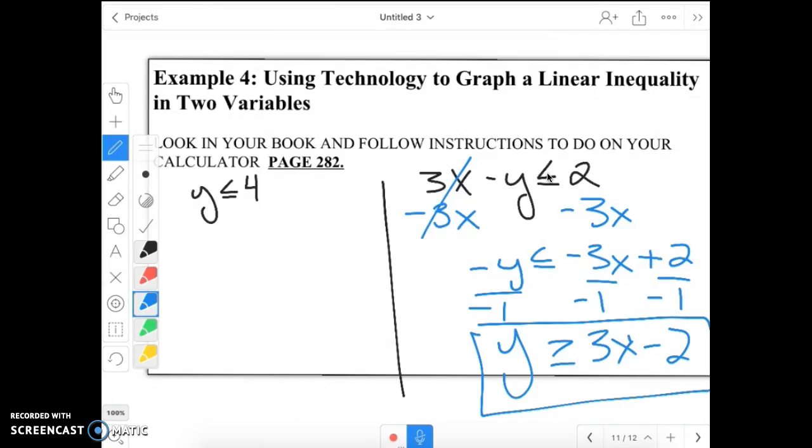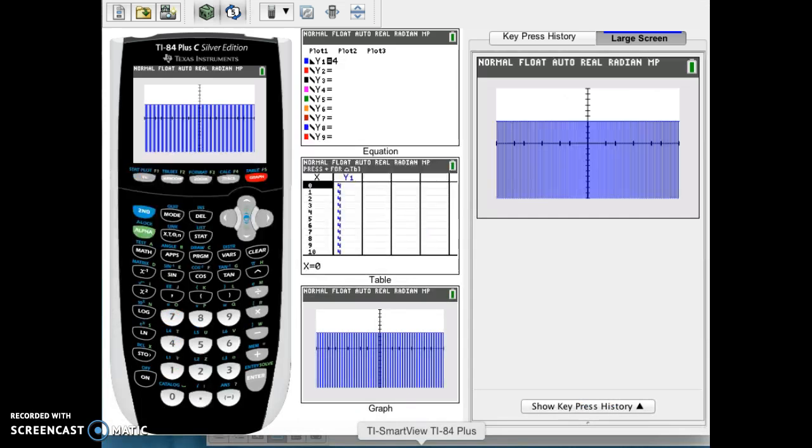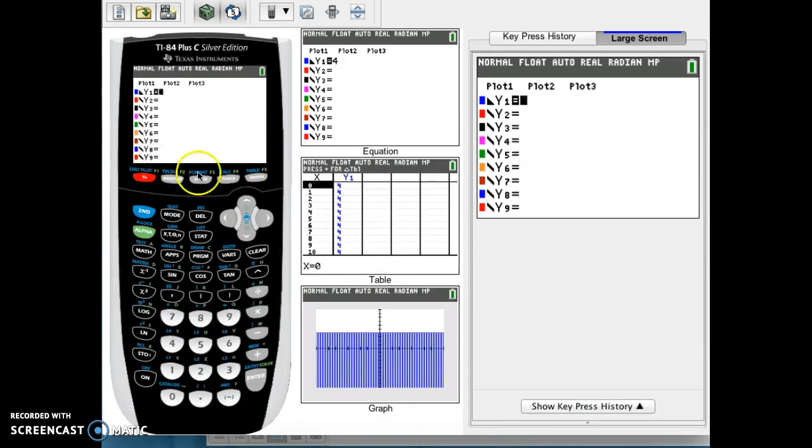Now we have greater than, so I'm going to choose that other option that we had on our calculator. The one thing for you to keep in mind is if that is going to be a dotted line or a solid line to determine if different points can be included. So let's see. Go back to my y equals menu. So that was y is less than 4, less than or equal to.